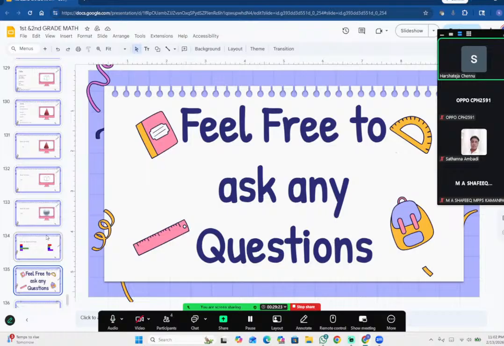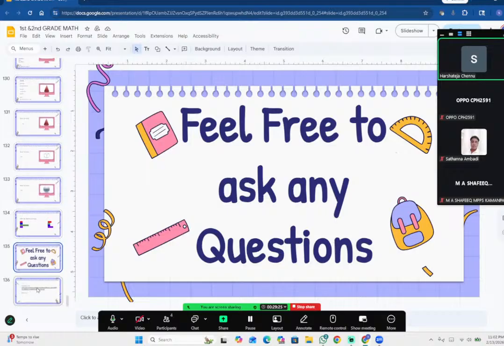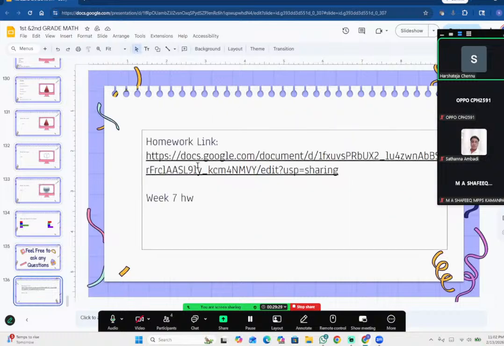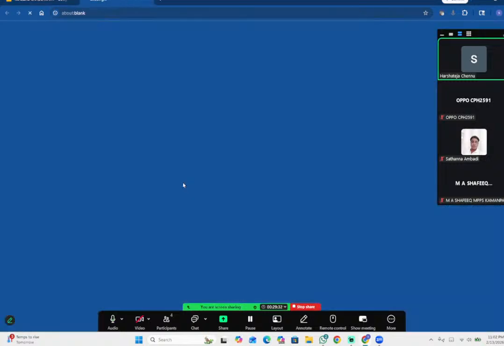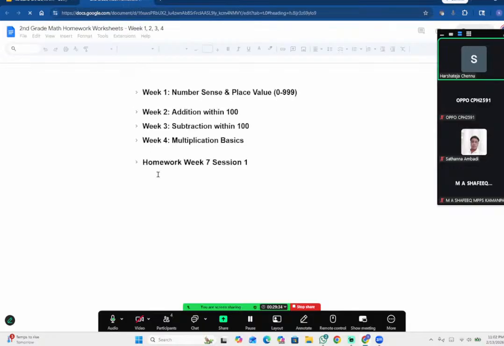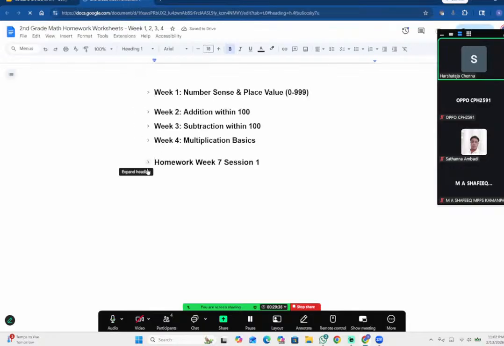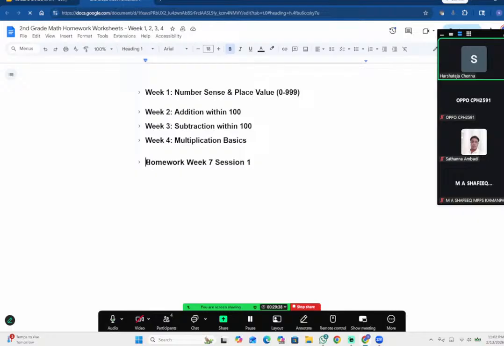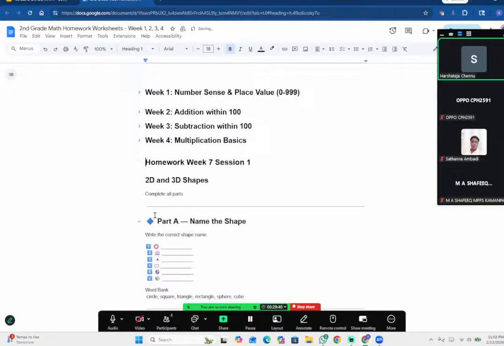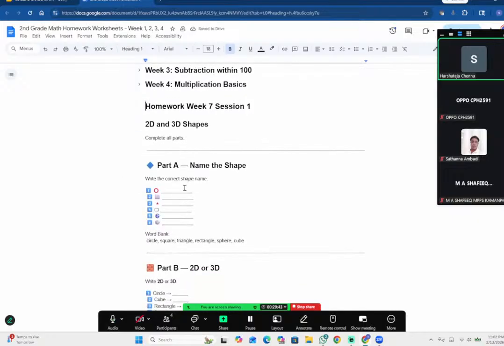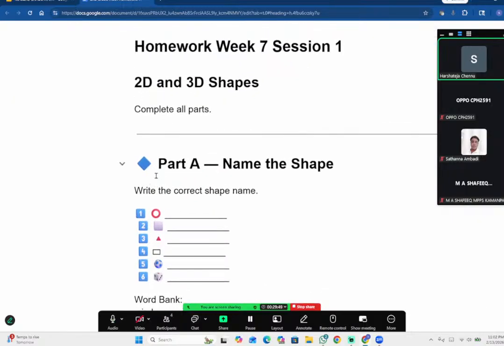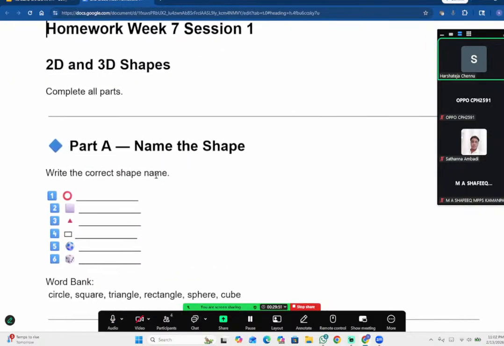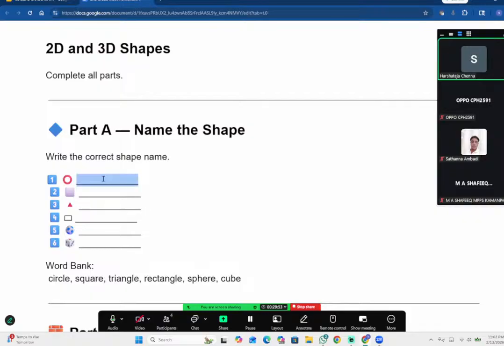So feel free to ask any questions. Okay, we can get started on the homework and then you guys can finish the rest for the next class, hopefully. So complete all parts. Write the correct shape name. So the first one.